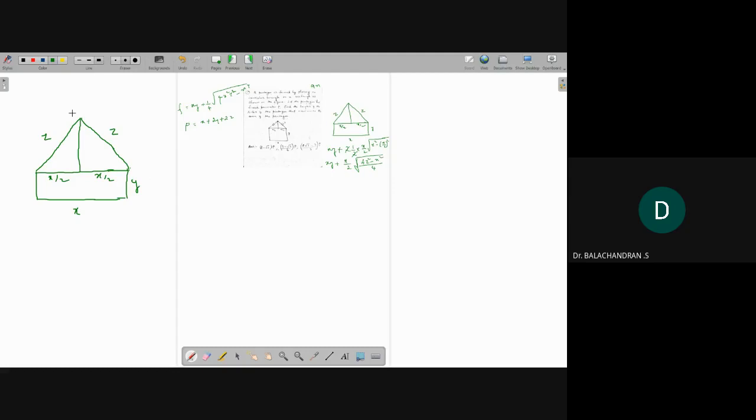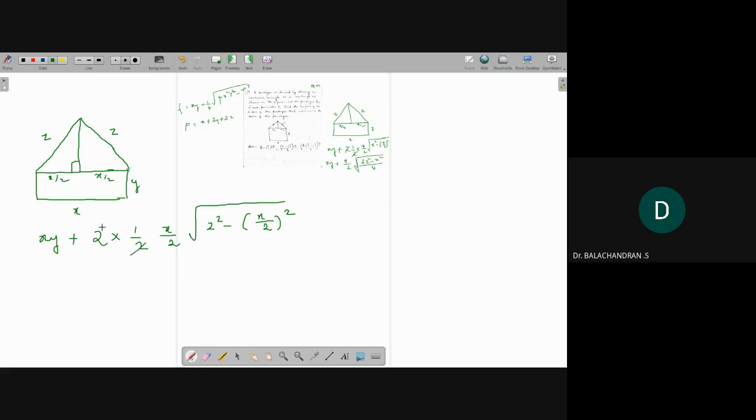The area of the pentagon is equal to the area of the rectangle plus the area of the triangles. So the area of the rectangle is xy plus you have two triangles. So the area is 1 by 2 base into height. Base is x by 2 into height. This is a right angle triangle. So this side is z, this side is x by 2, so the height is root of z square minus x by 2 whole square. Okay, this is your area of the pentagon.